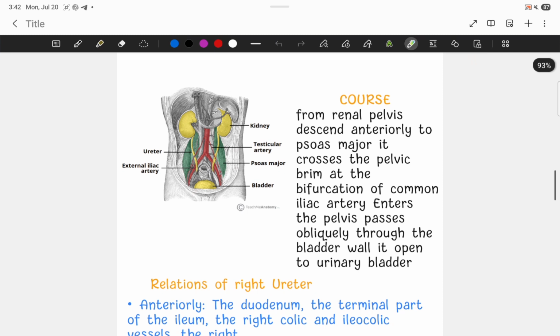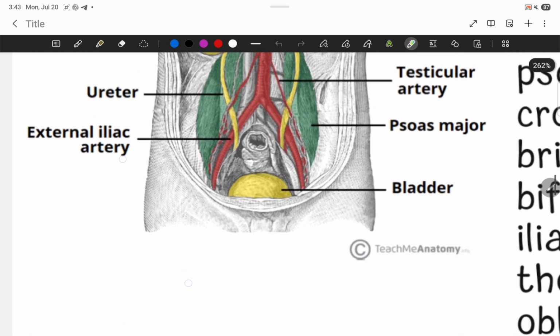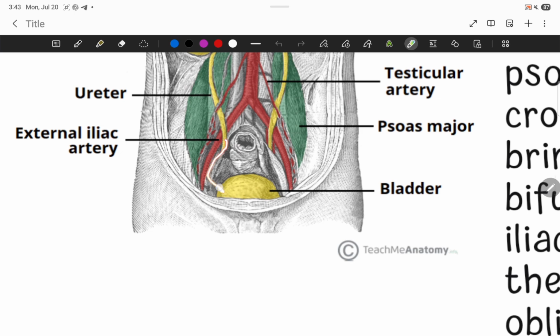So we talk about the course. From the renal pelvis it descends anterior to the psoas major. This is the psoas major. It crosses the pelvic brim at the bifurcation of the common iliac artery and enters the pelvis. This is where the bifurcation of the common iliac artery is, and this is where it enters at the pelvic brim. It passes obliquely through the bladder wall and opens into the urinary bladder. You see it enters obliquely into the urinary bladder.